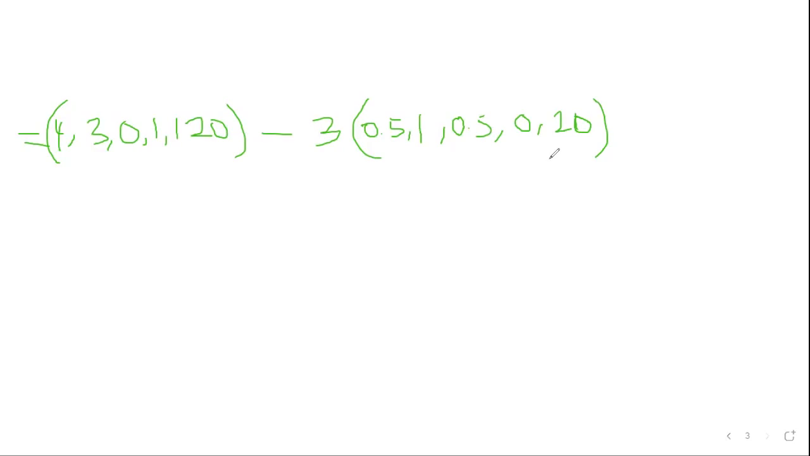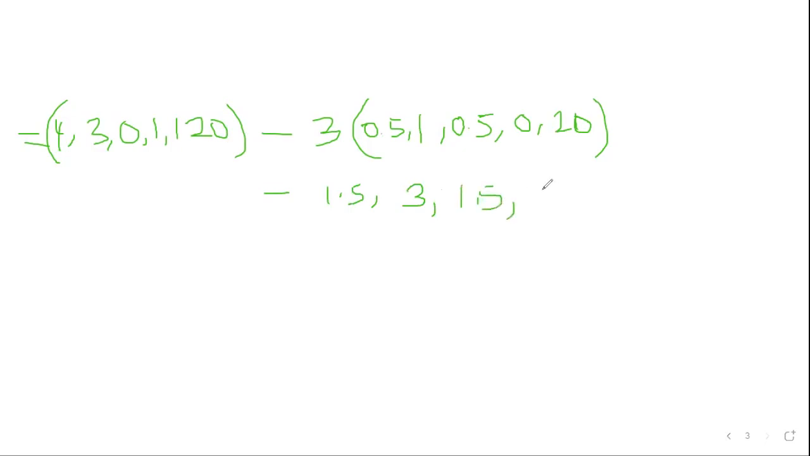So this is how the equation is going to be. You first of all open your bracket. So it's going to be 3 times 0.5, and that will be 1.5, right? Comma, 3 times 1 is 3, comma, 3 times 0.5 is 1.5.